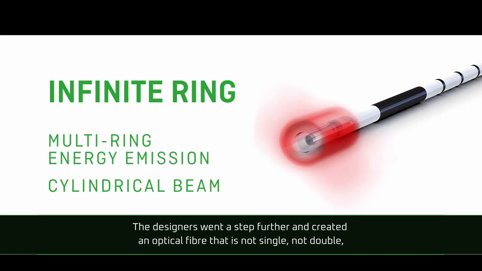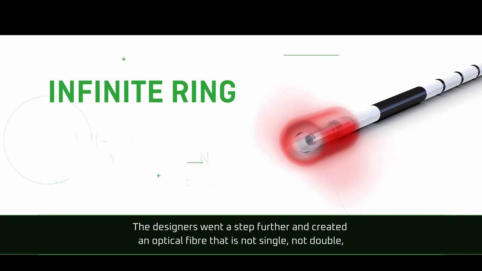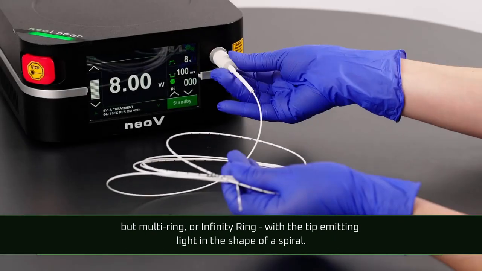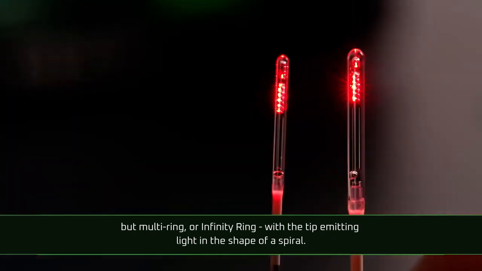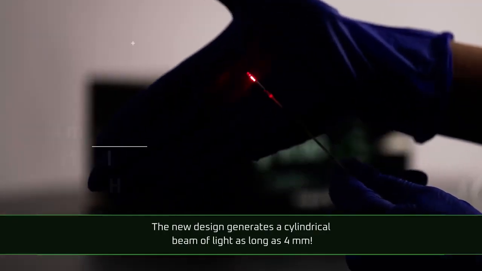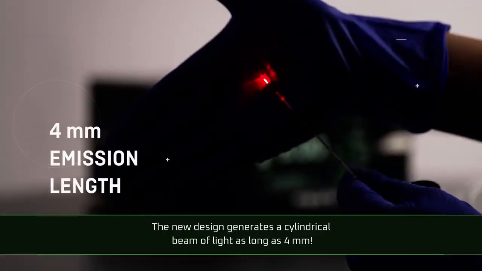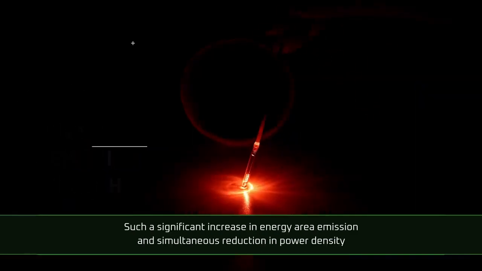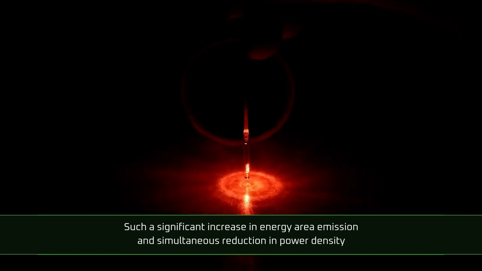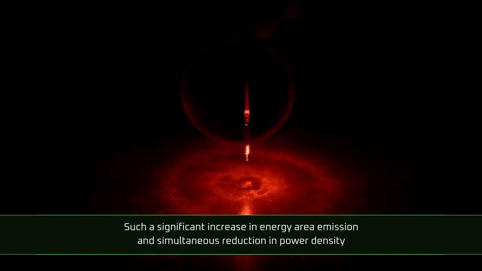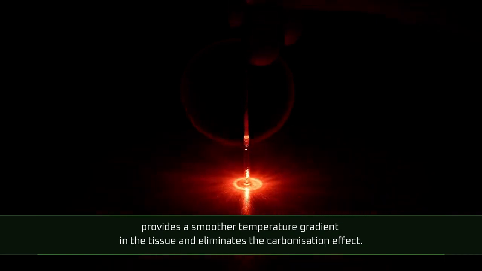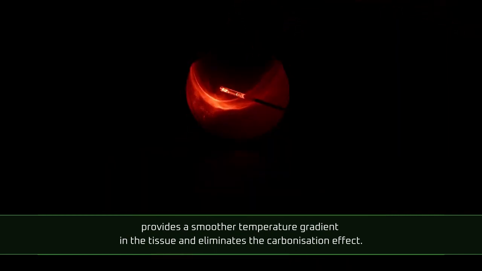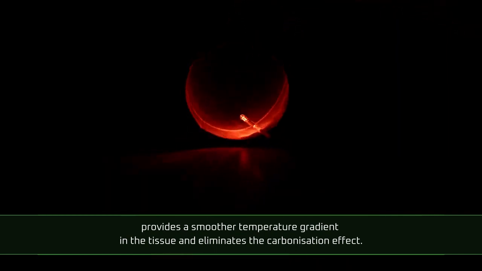The designers went a step further and created an optical fiber that is not single, not double, but multi-ring or infinity ring, with the tip emitting light in the shape of a spiral. The new design generates a cylindrical beam of light as long as 4 millimeters. Such a significant increase in energy emission area and simultaneous reduction in power density provides a smoother temperature gradient in the tissue and eliminates the carbonization effect.